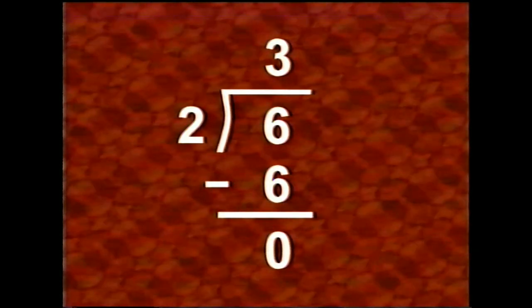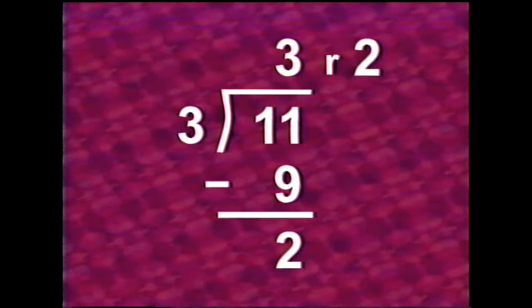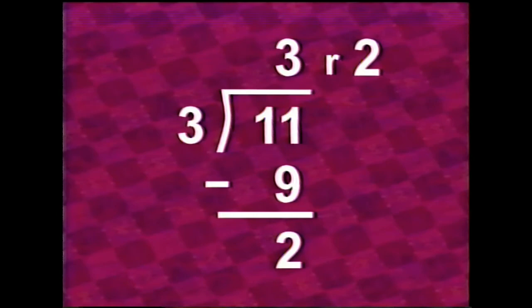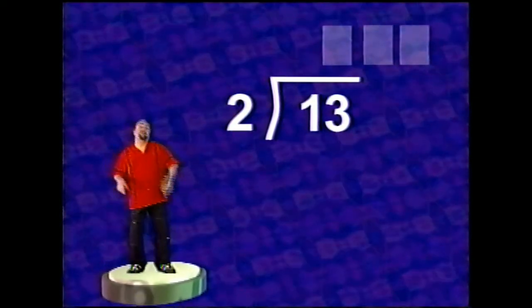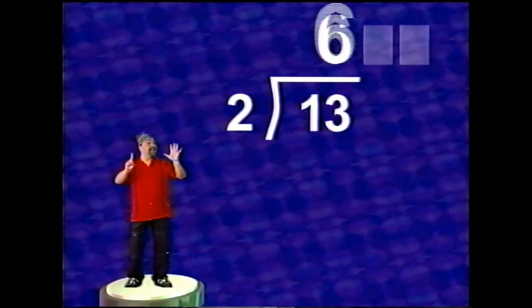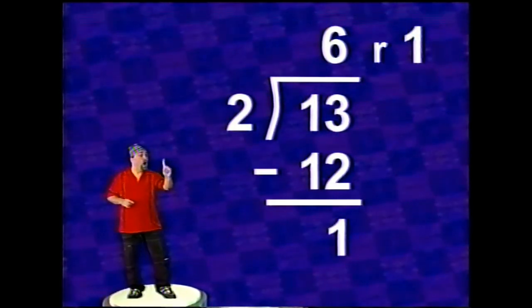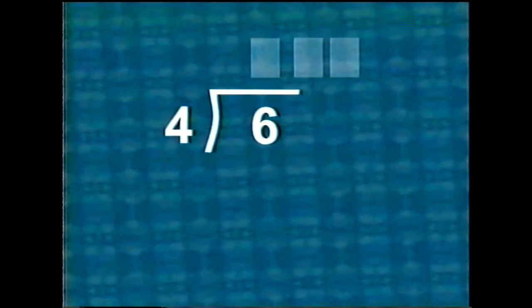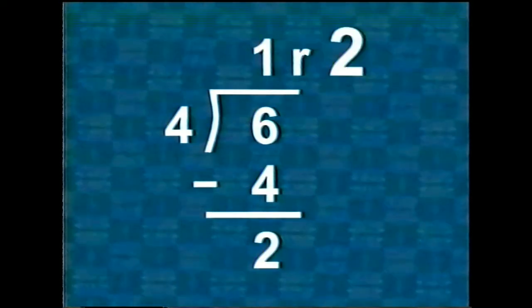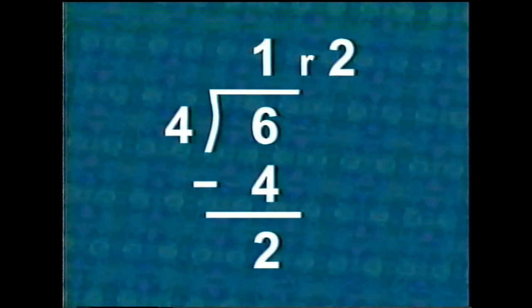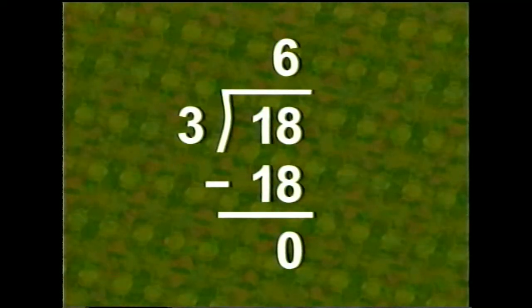No remainder. 11 divided by 3 is 3, remainder of 2. 13 divided by 2 is 6, remainder of 1. 6 divided by 4 is 1, remainder of 2. 18 divided by 3 is 6, no remainder.